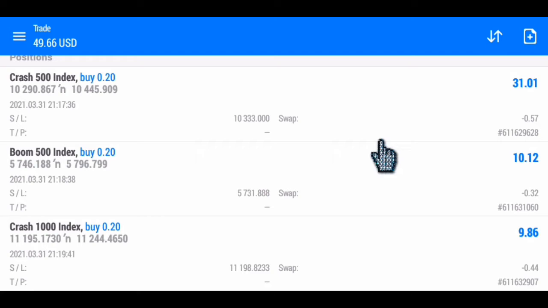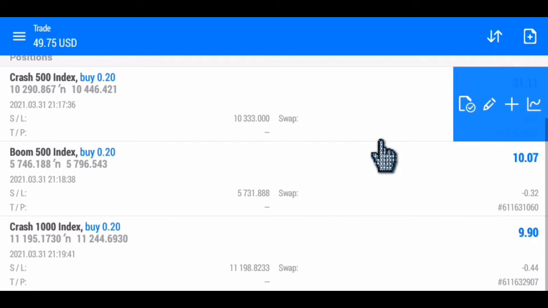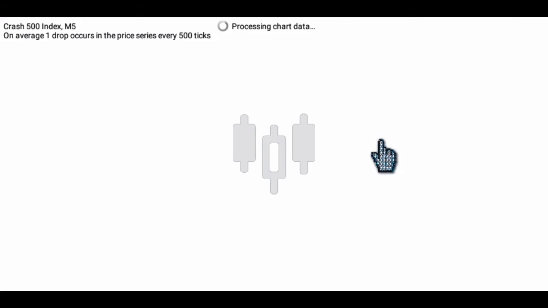I'm not just here to show you the testimonials or the result of the trade, as it were, but I want to use this opportunity as well to remind you about a few things and give you a little bit of tips that will improve your trading. So I'll walk you through the charts and we'll see what we can find. So let's start with the Crash 500.